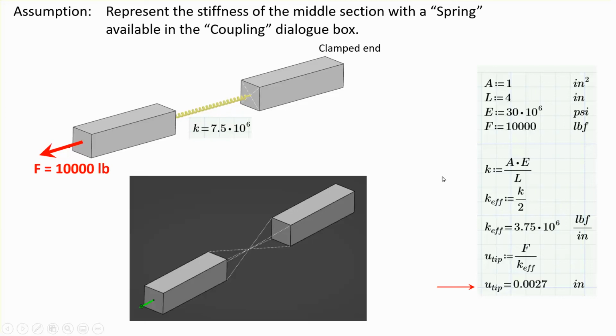This is a mistake. Hang in there. That is a mistake. This should be K over 3. And that tip displacement, if you use K over 3 here, where K is this number, right. So this is a mistake. If you want to do hand calculation, K effective is K over 3, where K is this number, okay? And then you put that number in here.